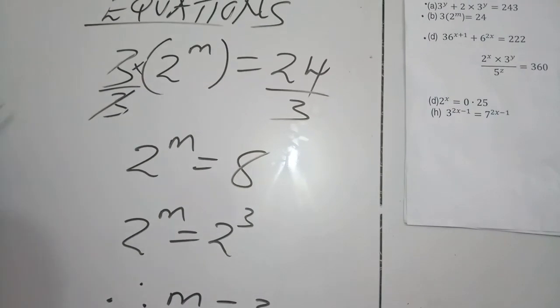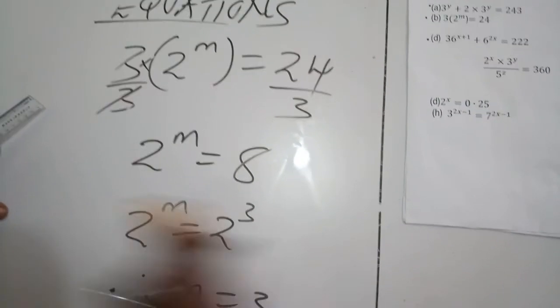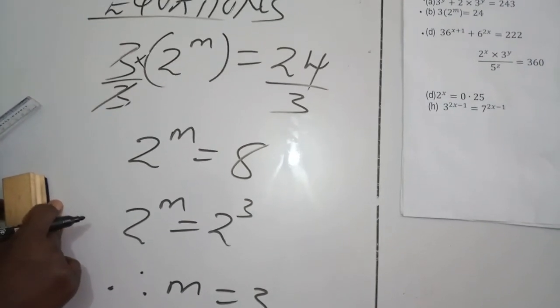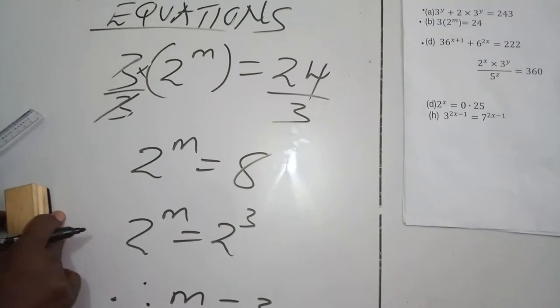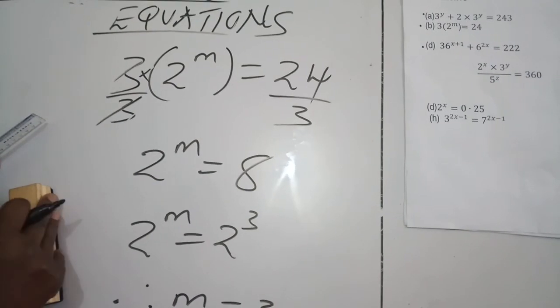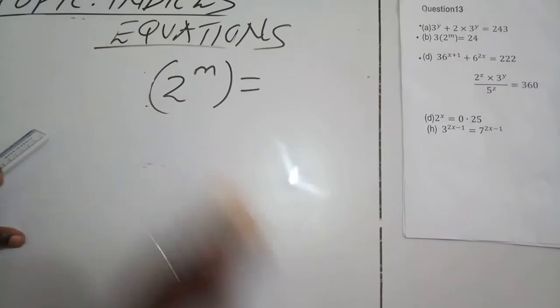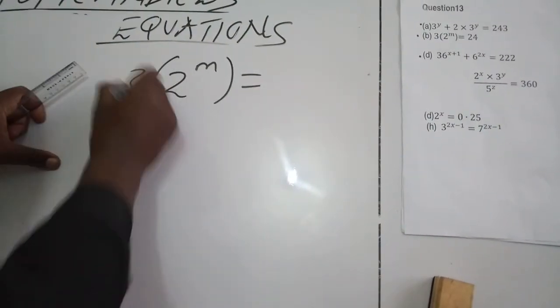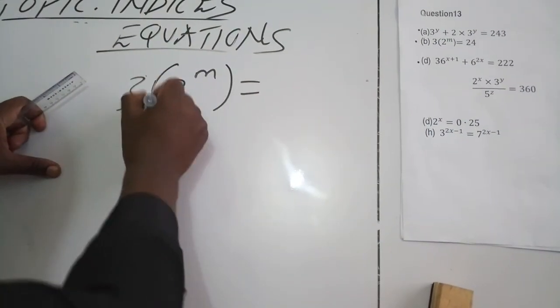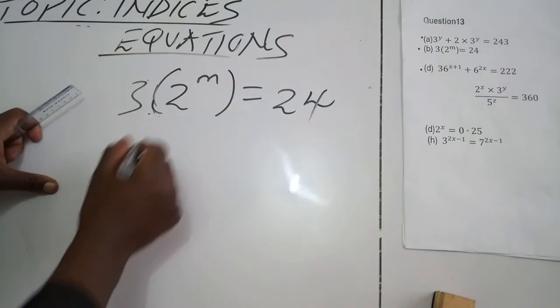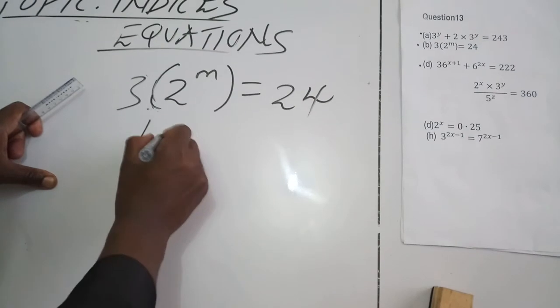But approach number 2 is supposed to be understood because most questions will be using approach number 2, actually, to make the work easy in this index equation. So the previous equation was 3 into 2 power m equals 24. What we do is we can introduce another unknown.